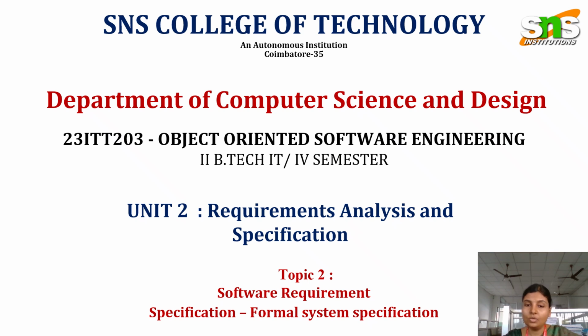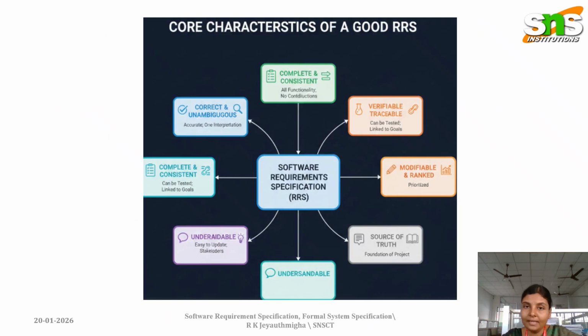Let's discuss the topic software requirement specification, formal system specification. The core characteristics of a good requirement specification are: correct and unambiguous. It should be complete, consistent. It should be verifiable, traceable, modifiable and ranked, understandable. Then it should be the source of truth.